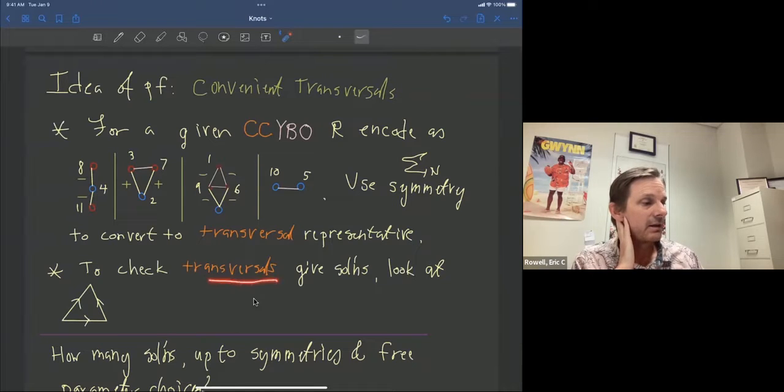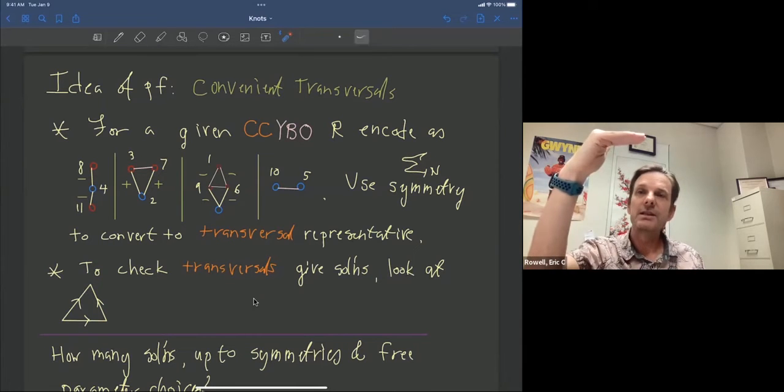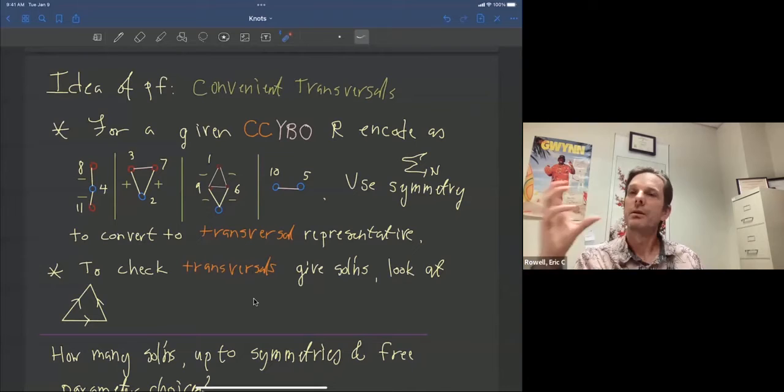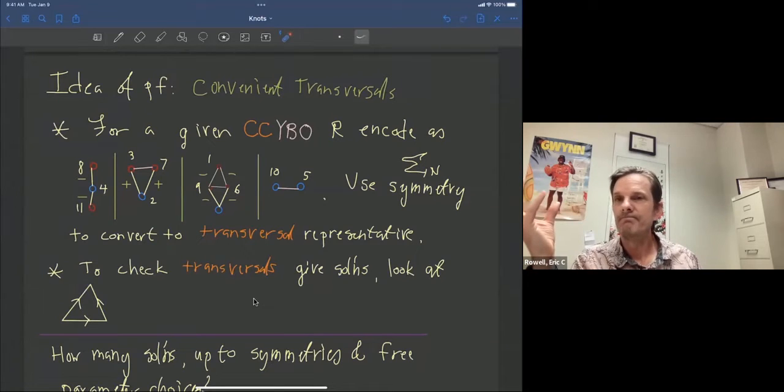And then to check that the transversals, these things I've described, actually give a solution, you just look at triangles. That's all that matters. Then you go back and see if indeed each triangle satisfies the conditions. We've written down the 10 possibilities. So you just check, is it one of these? And you're done.